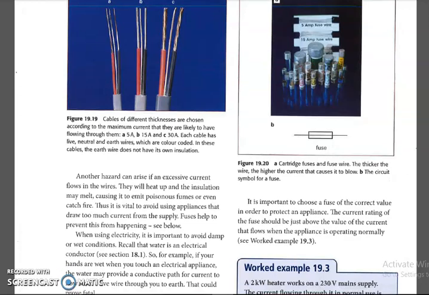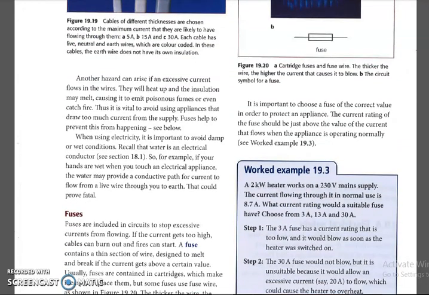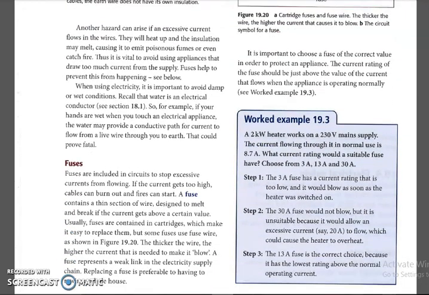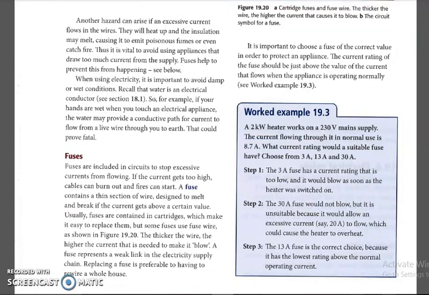I will show you an example. Here, a 2 kilowatt heater works on a 230 volt mains supply. The current flowing through it from the mains is 8.7 ampere. What current rating would a suitable fuse have? Choose from 3 ampere, 13 ampere, and 30 ampere.